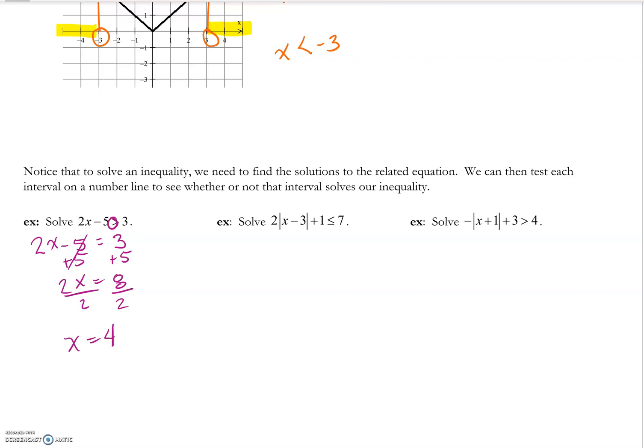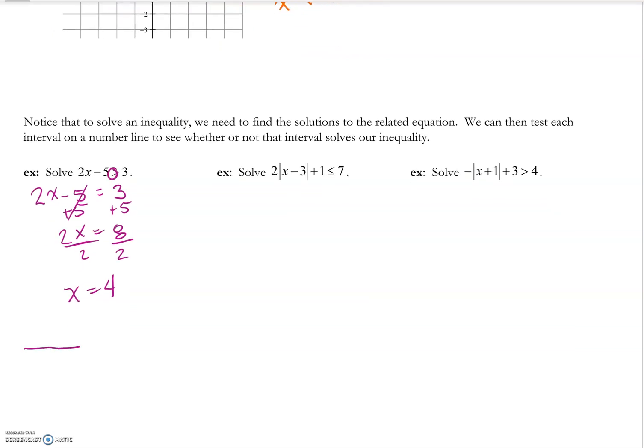But now remember, I'm not actually solving an equation, I'm solving an inequality. So what this means is on a number line, I'm going to put the number 4, but I'm going to test values on either side of 4. So I might test the number 5, which is bigger than 4, and the number 3, which is smaller than 4. So if I go back to my original inequality, I'll start by plugging in the number 3 for this x, and I'll say, is 2 times 3 minus 5 greater than 3? That's what I'm asking myself.